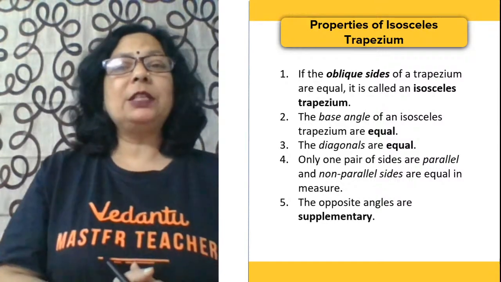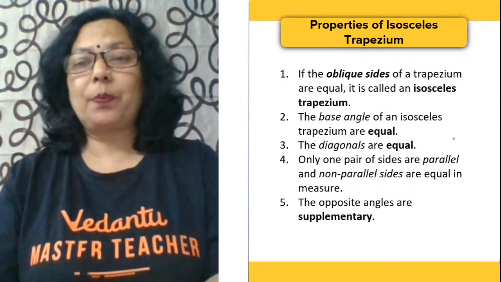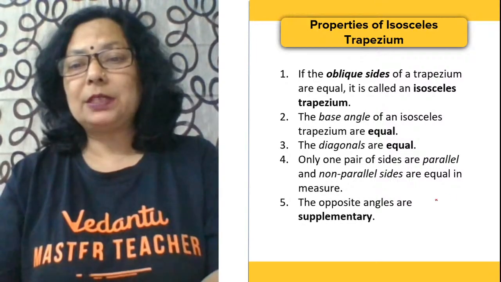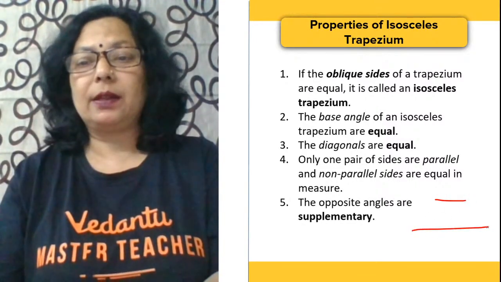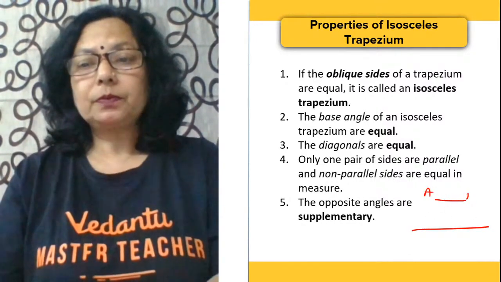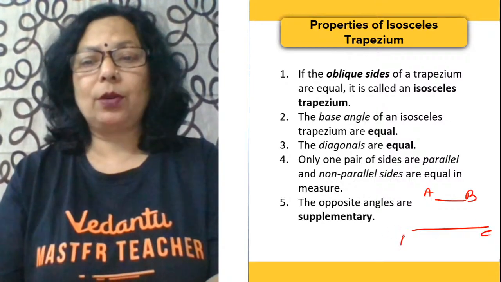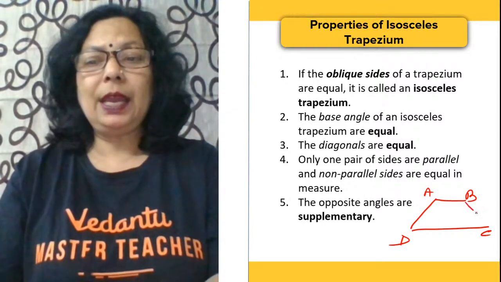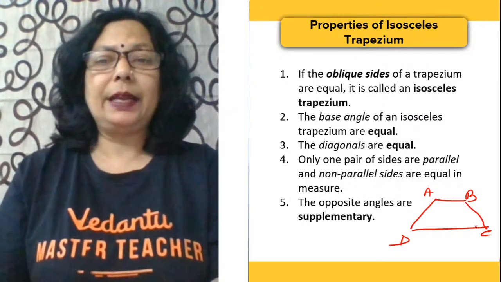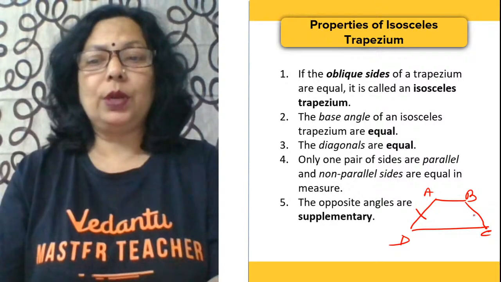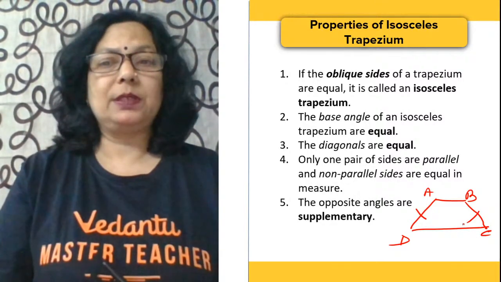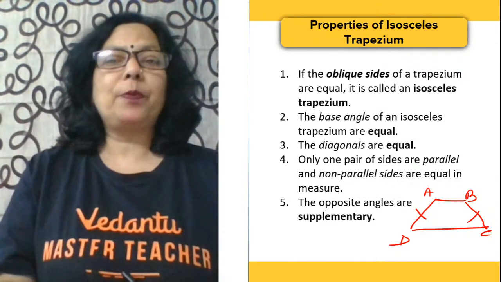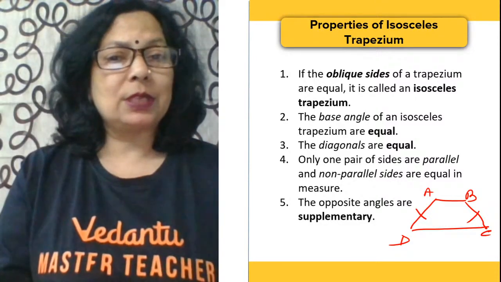Now, what are the properties of an isosceles trapezium? What does a trapezium look like? In a trapezium, one pair of sides is parallel. Say ABCD is a trapezium. AB is parallel to CD and AD and BC are the non-parallel sides. But if they are equal, it is called an isosceles trapezium. If the oblique sides of a trapezium are equal, it is called an isosceles trapezium.